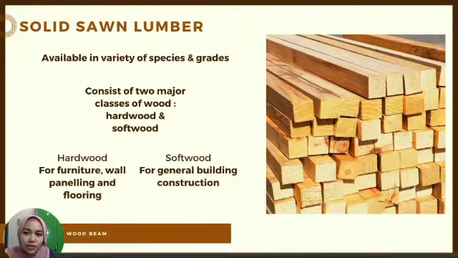Okay, so we're going through the types of wood beam, the first one being solid sawn lumber. It is available in a variety of species and grades. It consists of two major classes of wood, which are hardwood and softwood. Hardwood is more for furniture, wall paneling, and flooring, and softwood is for general building construction.